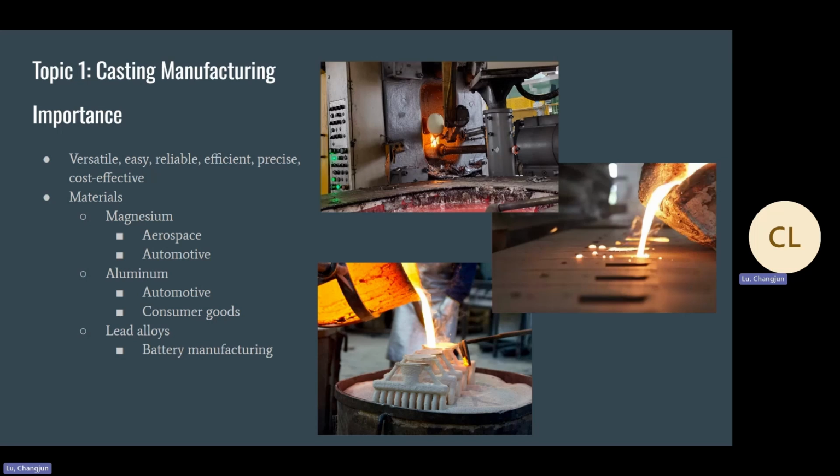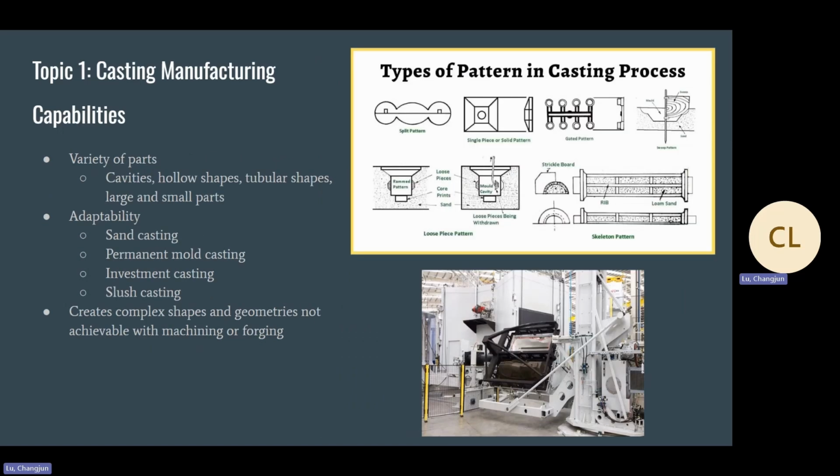Some of the materials that are used in casting manufacturing include magnesium for aerospace and automotive applications, as it is lightweight and durable. Aluminum is used everywhere from automotive to consumer goods because of its high thermal conductivity, mechanical properties, and corrosion resistance. Lead alloys are used in areas such as battery manufacturing and radiation shielding because of their low melting point and malleability.